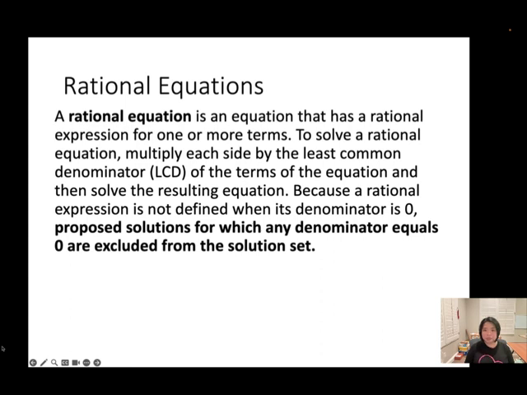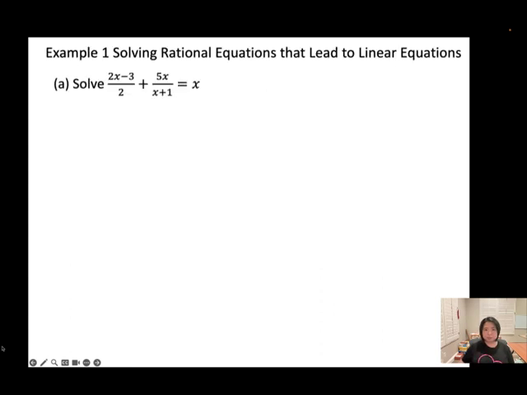But keep in mind that in a rational expression, the denominator cannot be equal to 0. So when you propose solutions, any value for which a denominator equals 0 is excluded from the solution set. Let's look at the example.